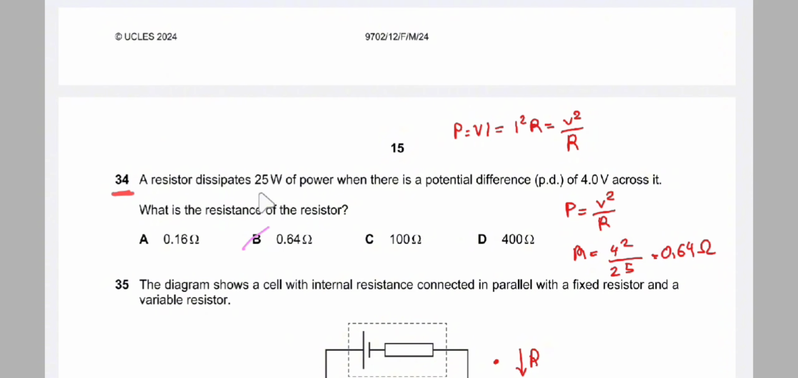34. A resistor dissipates 25 watt of power when there is a potential difference of 4 volt across it. What is the resistance of the resistor? To find the resistance, we know that power is equal to voltage into current, power is equal to I square R, and power is equal to V square by R. We know the value of power and the voltage, and we need to find R. So we use power is equal to V square by R, that is R is equal to V square by power. So resistance comes to be 0.64, that is option B.